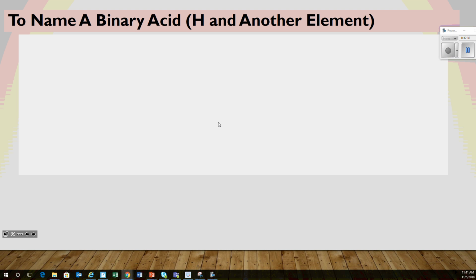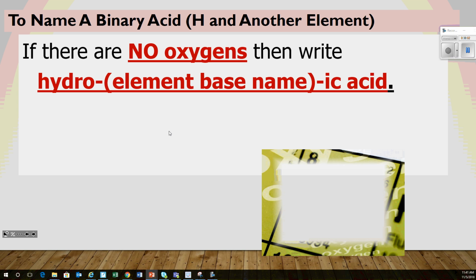Okay, to name a binary acid. So now we're going into type 4. Type 4 is any acid that starts with a hydrogen. Anytime it says something acid, you know it starts with a hydrogen. You're just trying to find out what the hydrogen's with. So binary means what? 2. Hydrogen and something else. So when I have a binary, I just have hydrogen and one other element.